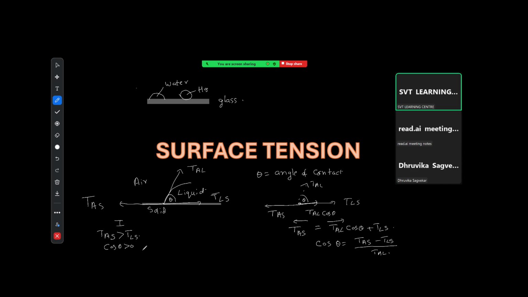It will be greater than 0, or positive, and our theta will be less than 90 degrees, like in the case of water. The second case is when TAS is less than TLS. Obviously, what will happen? Your cos theta will be less than 0, negative, and theta would be greater than 90 degrees, like in the case of Mercury.